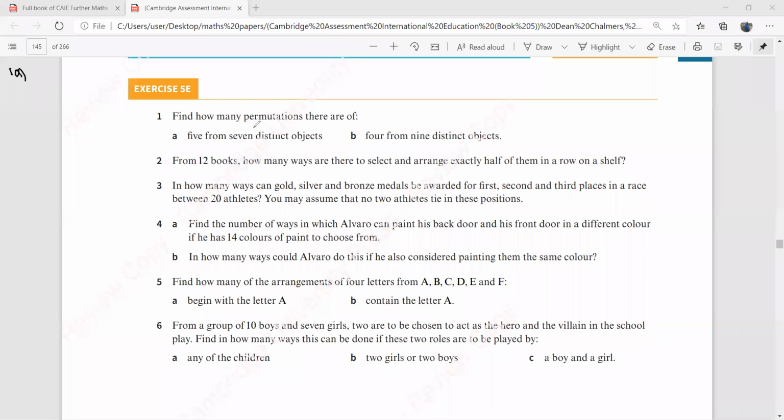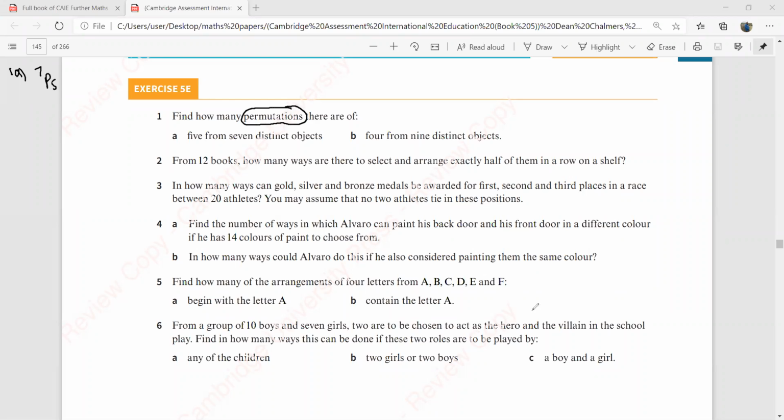How many permutations are there of 5 from 7 distinct objects? It will be 7P5. If you had to choose 5 from 7, then this would be 7C5. But since it's purely about permutations, this has to be 7P5.